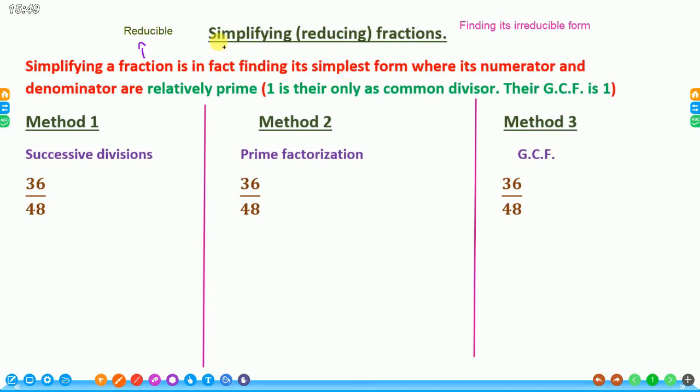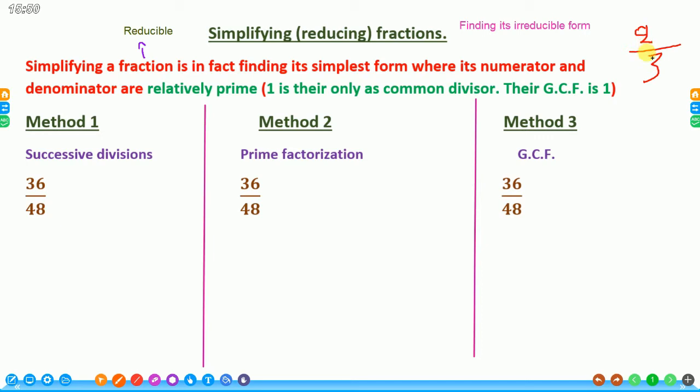Today's lesson is about simplifying or reducing fractions. Simplifying a fraction is in fact finding its simplest form, where its numerator and denominator are relatively prime. For example, 2 over 3.